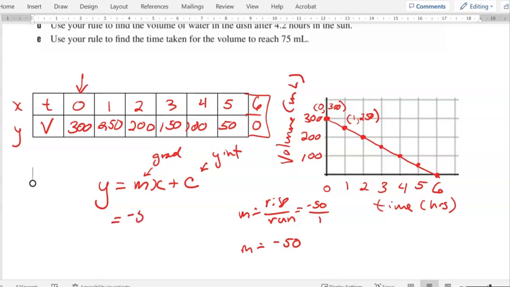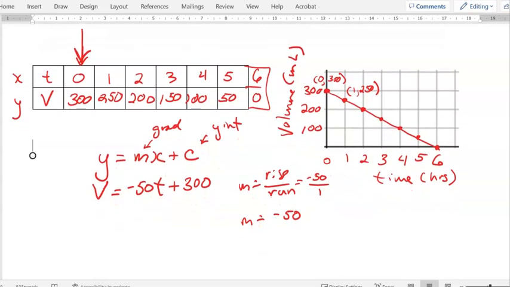So we can put negative 50 in the place of m, but really we know that we've replaced x, the x-axis, with t for time. So it's actually going to be t. And instead of c here, we're going to put in the y-intercept. Well, the y-intercept is where x is 0. So the y-intercept is going to be 300. And instead of y over here, we're replacing that with v because we're actually looking for the volume. So now we've got ourselves a rule. V equals negative 50 times time plus our starting point, the y-intercept, of 300.